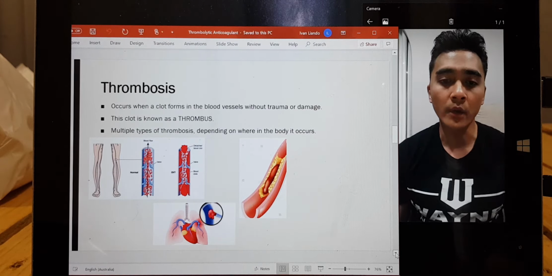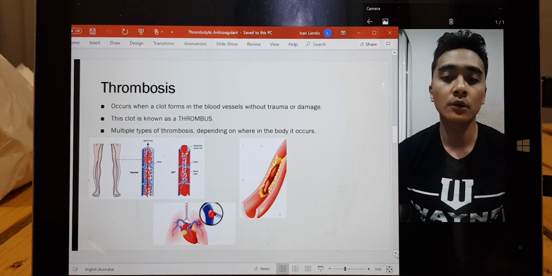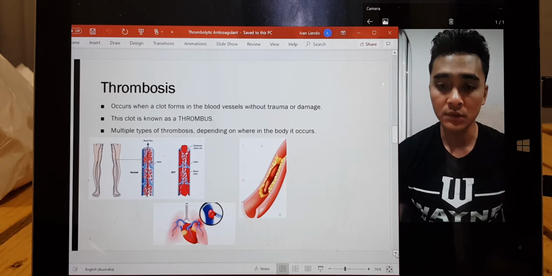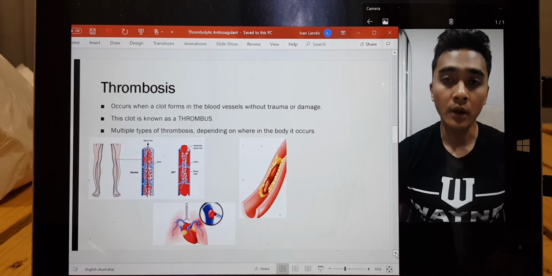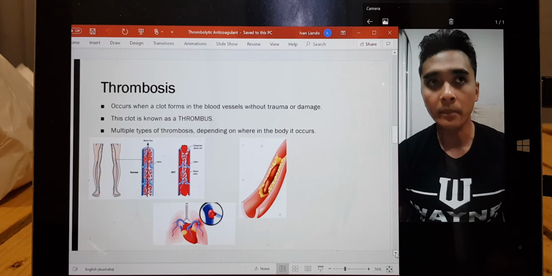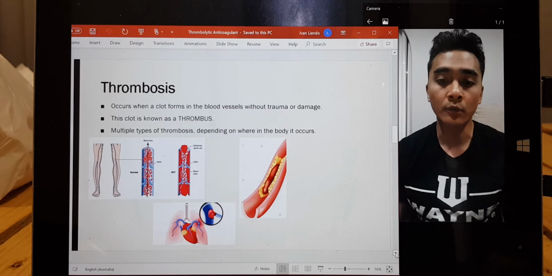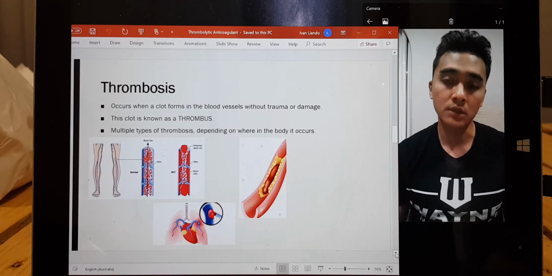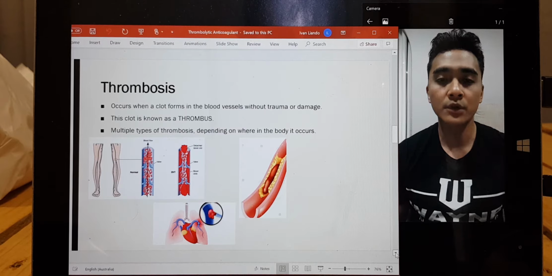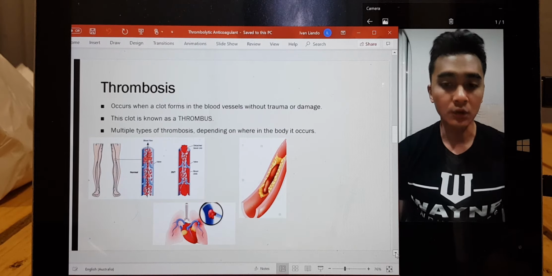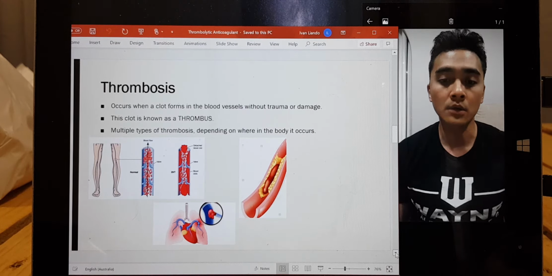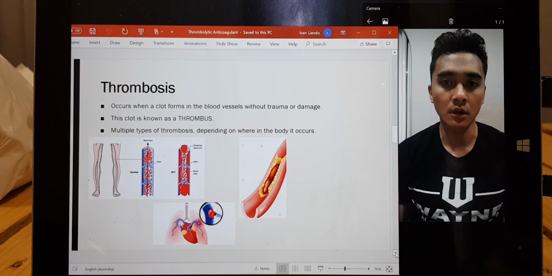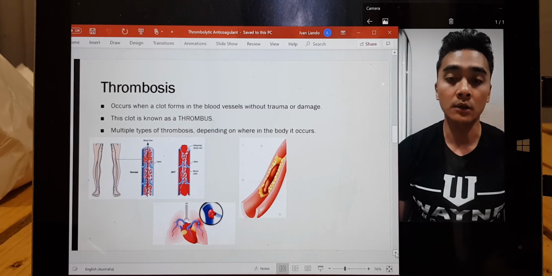which we won't be going into too much detail, but some of the well-known ones are deep vein thrombosis, pulmonary embolism, that's when a part of the clot formed elsewhere in the body breaks loose to form an embolus and travels through the bloodstream into your lungs. And also arterial thrombosis is another one that usually occurs in atherosclerotic arteries.